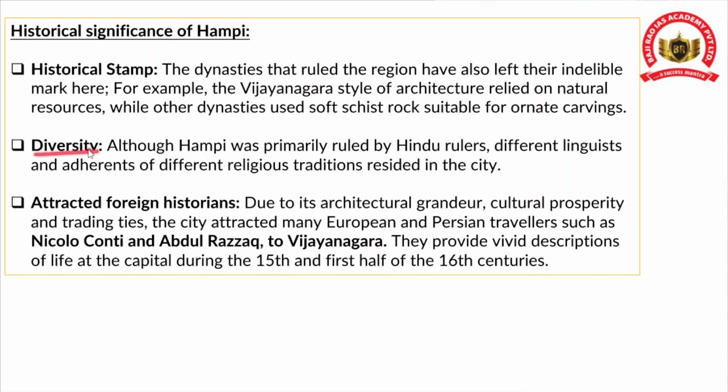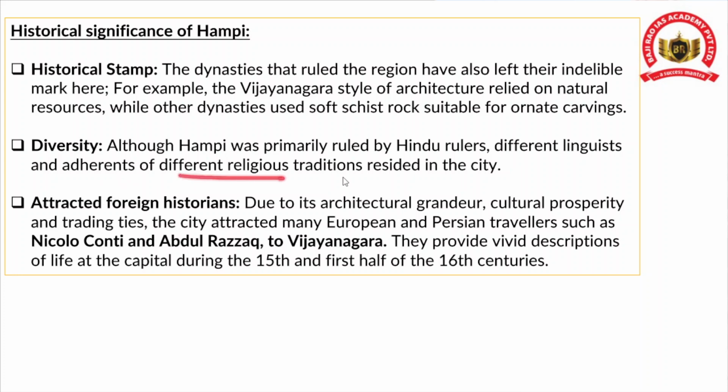Secondly, we can observe the wide diversity in architectural features at Hampi, because we have learned that the Vijayanagara rulers in their architectural style included Islamic features along with the Hindu style of temple architecture. Even though the Vijayanagara rulers were primarily Hindu rulers, people with different languages and from different faiths used to live in the city of Hampi.